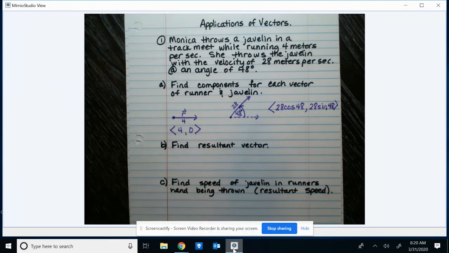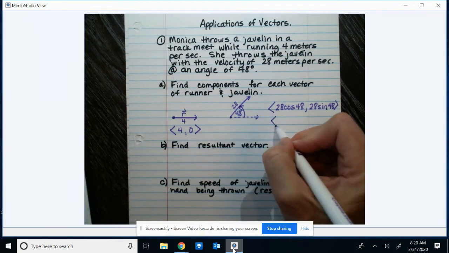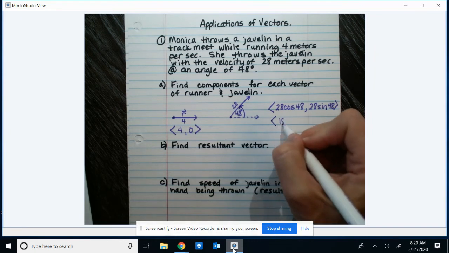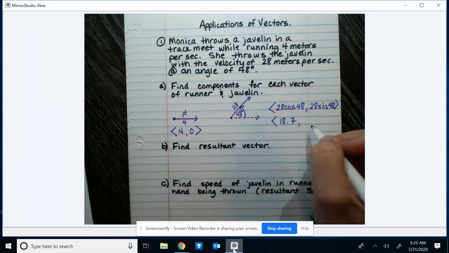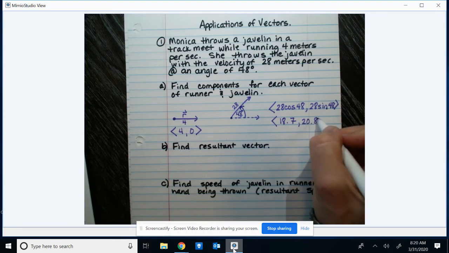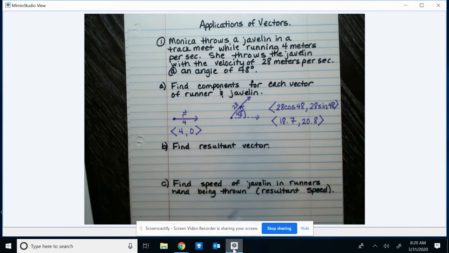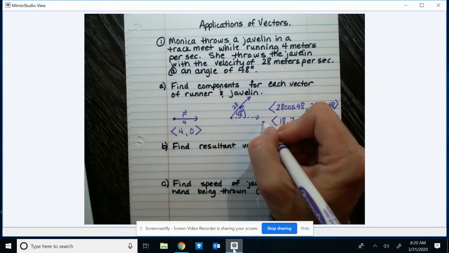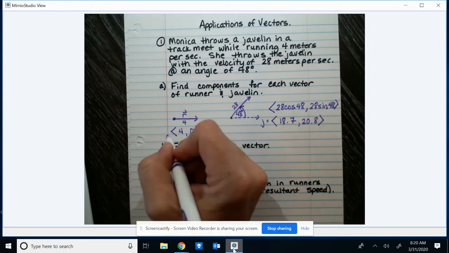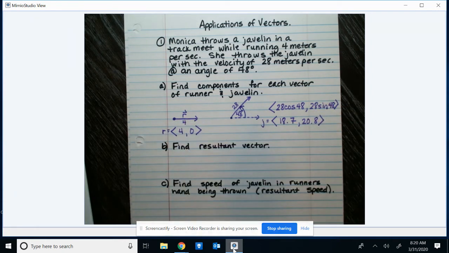Okay, so you're going to put those in the calculator. So let me find my calculator. And when you input those values, you're going to get 18.7 and 20.8. So this would be my vector J for my javelin, and I have vector R for my runner.